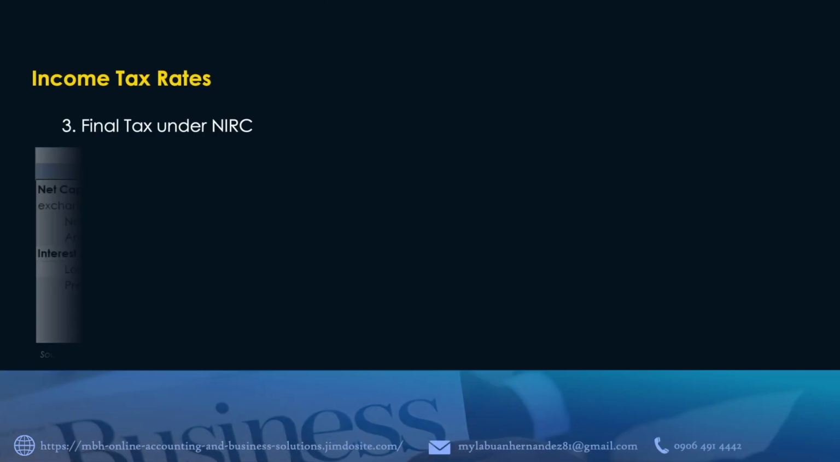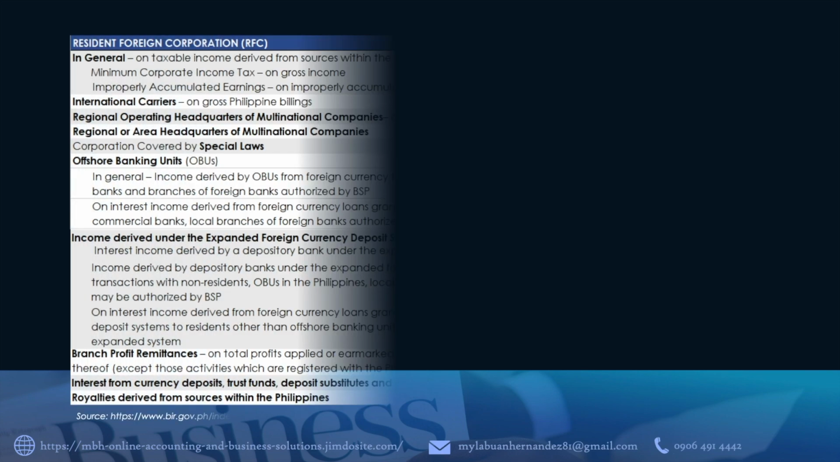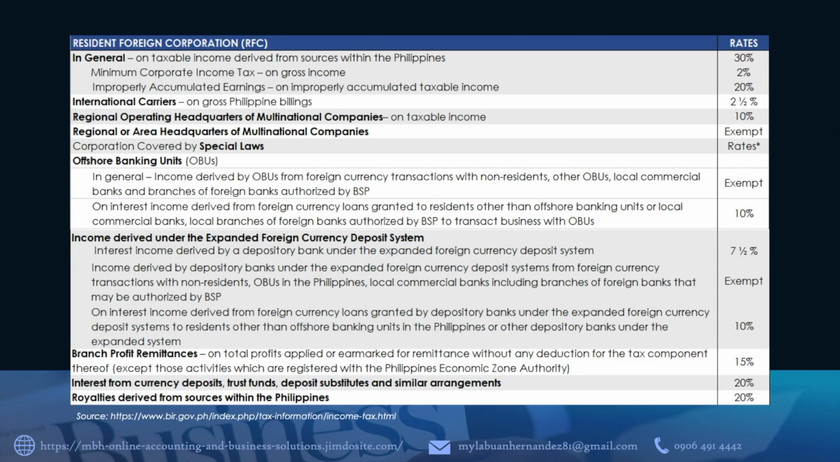We also have net capital gains from sale of shares of stock not traded in the stock exchange. And last, we have the interest income. For resident foreign corporation, we have the following tax rates. In general, we apply 30%. For minimum corporate income tax on gross income, we apply 2%. Improperly accumulated earnings, 20%. International carriers, 2.5%. Regional operating headquarters of multinational apply 10%. Regional or area headquarters of multinational companies are exempt.